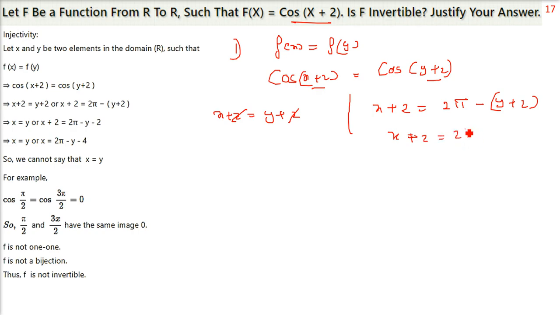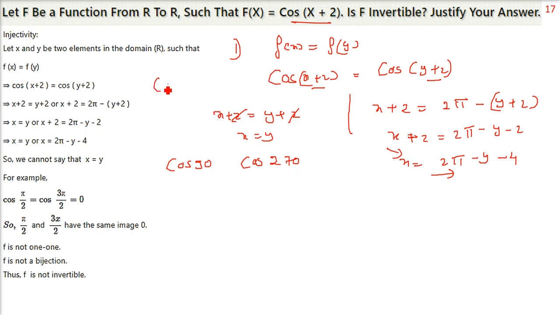So let me just open it. It's x plus 2 equals 2 pi minus y minus 2. So 2 pi, just take it here, 2 pi minus y minus 4. So x equals y is true for the first part. But we cannot say that x is equal to y for the other thing which we are getting from this equation. That is, if I say cos 90 and then cos of 360 minus 90, you can do, so it will be 270. And they both have the same value, but the theta is not same.